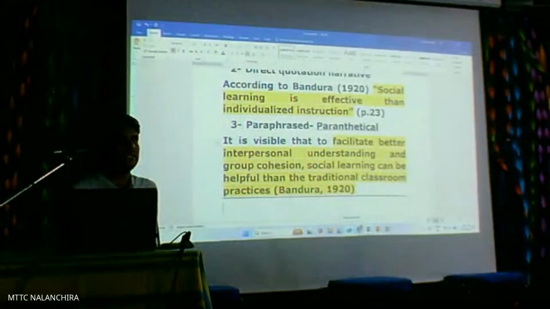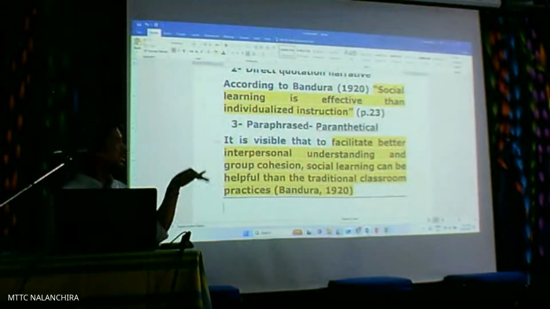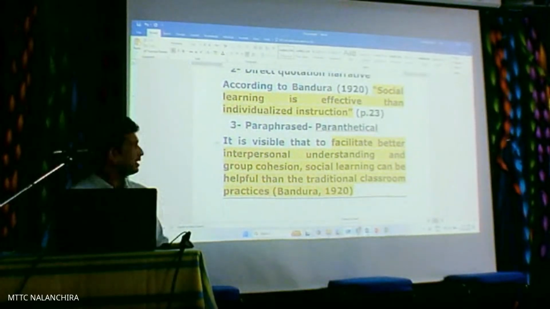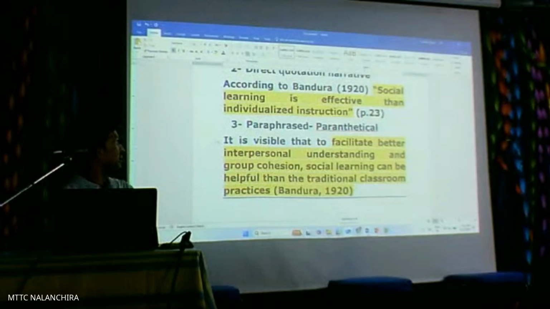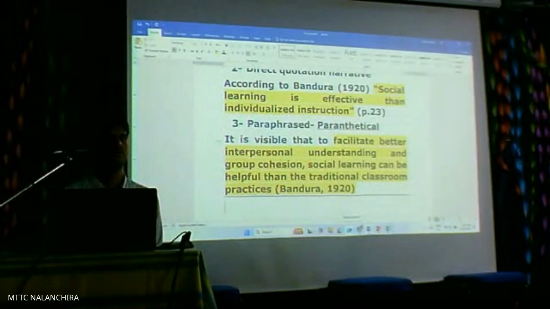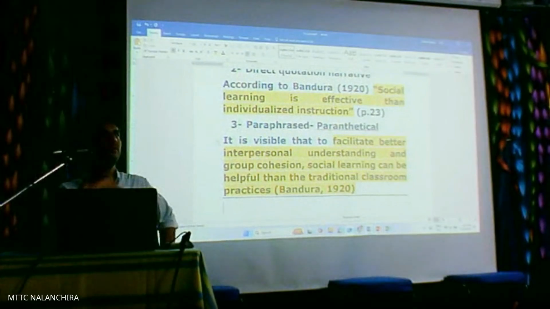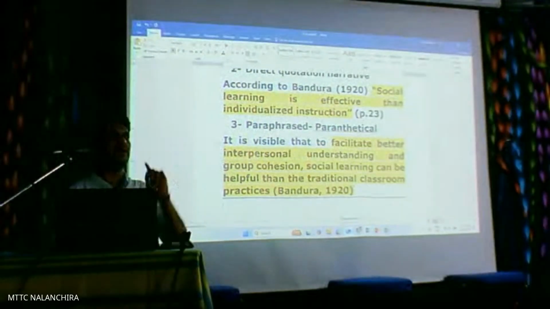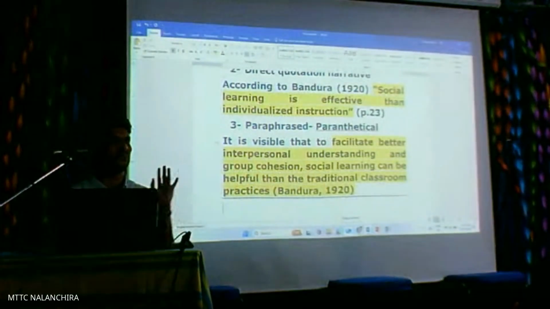When you are writing seriously, many ideas you collate and write in your own language, and quote from where you got the idea. You can also write, Bandura has mentioned social learning is more effective than individualized instruction. You keep on writing something in your own language, in your own study context. You can change it, but Bandura will be the reference point, because of Bandura only you got the idea. That is the thing. This way you have to write.